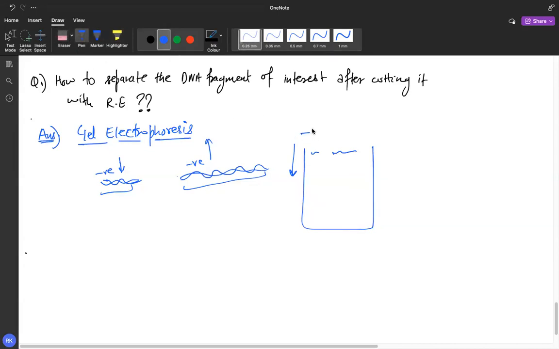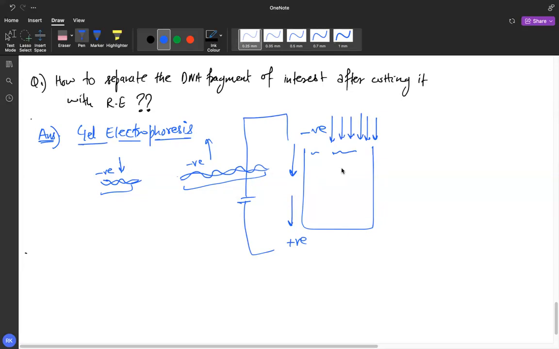So this side has negative, and this side has a positive terminal, and I've connected it with a battery. And of course, it is in a solution, otherwise DNA will be fried up. So in a solution, if I make this gradient, there will be an electromotive force on each molecule of DNA, correct? Simple physics.